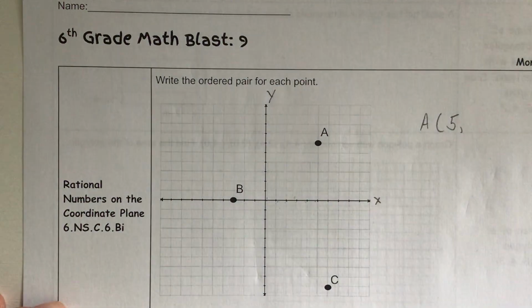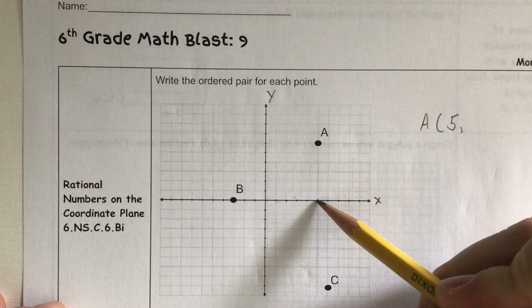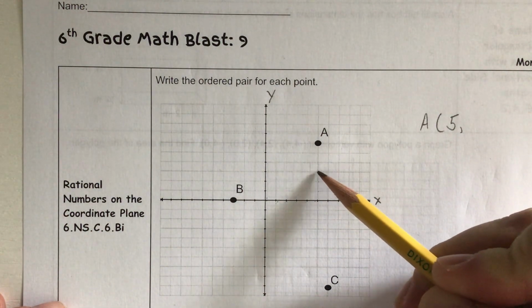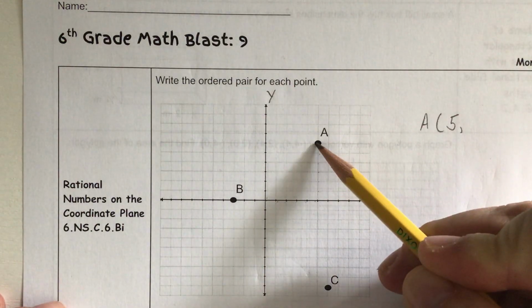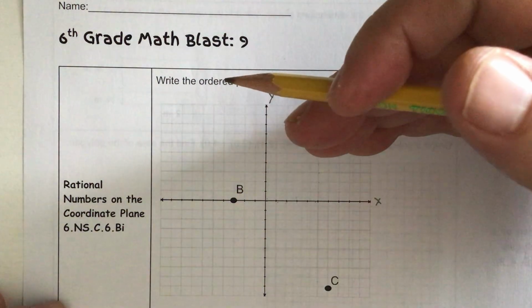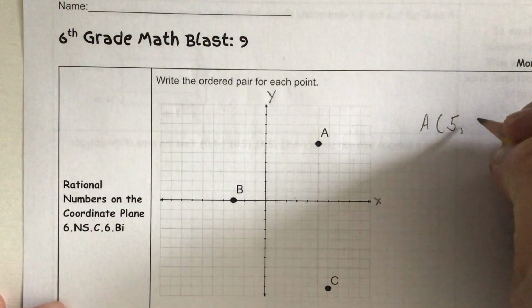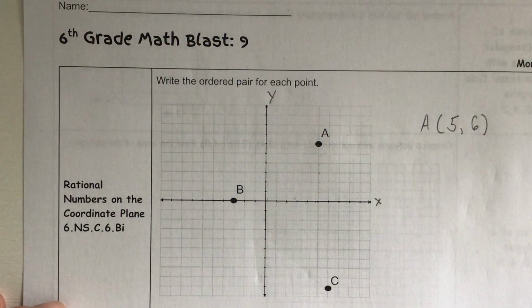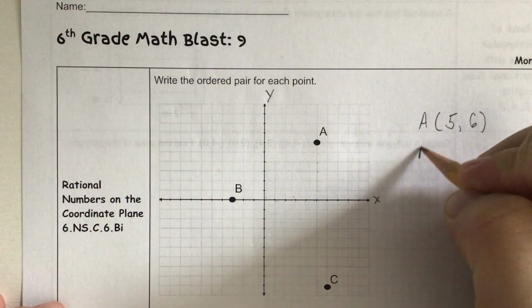That's 0, 0, that point right there. So we were right here. 1, 2, 3, 4, 5, 6. So we went 6 above the x-axis, so that's 6. So A is 5, 6. So now let's do B.